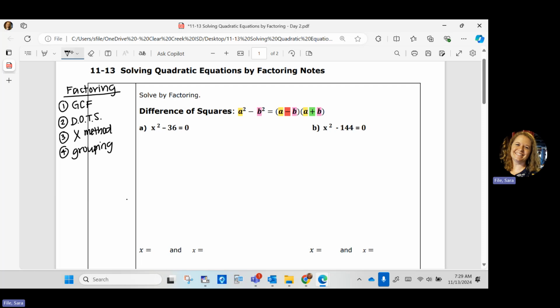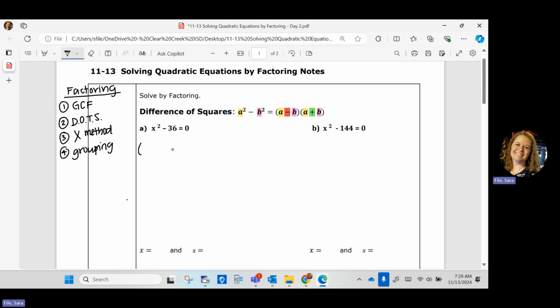So what is the square root of this first term? If this is like a squared, what is just the a? It's just x, because it's x squared. So x is going to be the lead term of each binomial. And then I'm going to have one plus and one minus. It does not matter which one is the plus or the minus. You can switch those and do the plus first if you like that.